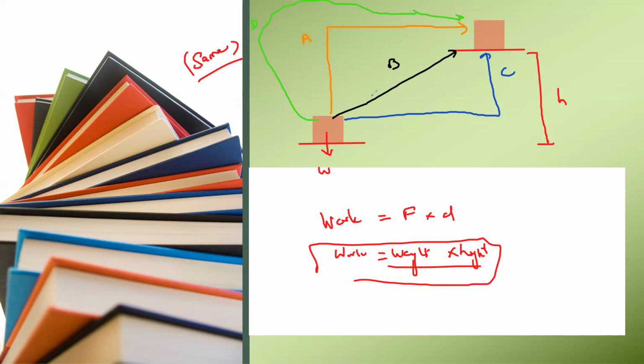So the idea is that the work done does not depend on the route or the path we follow. It is irrespective of the path you follow. Work done depends on your starting position and the final position. Is it clear? Does anyone have a doubt or a question about the concept of work till now?